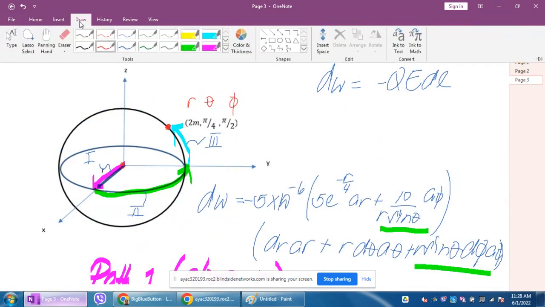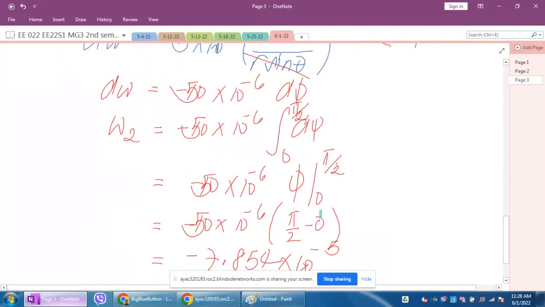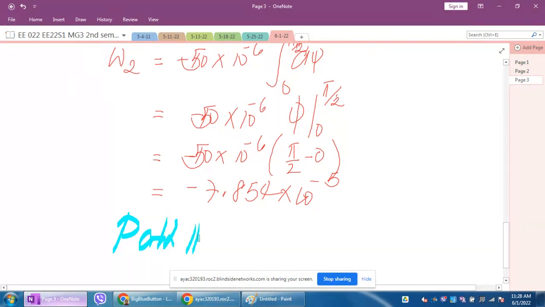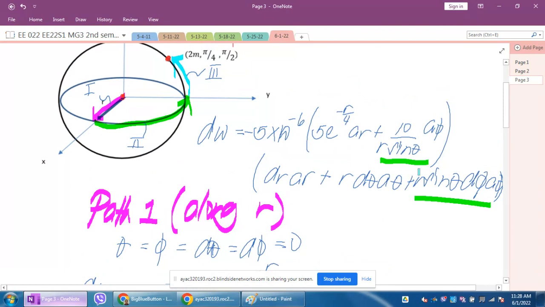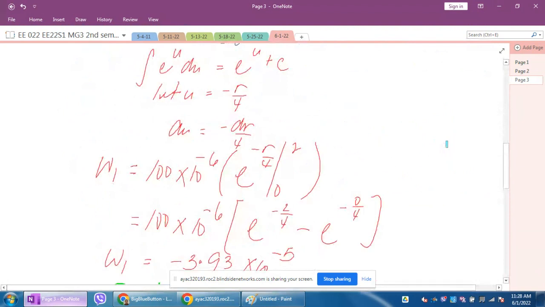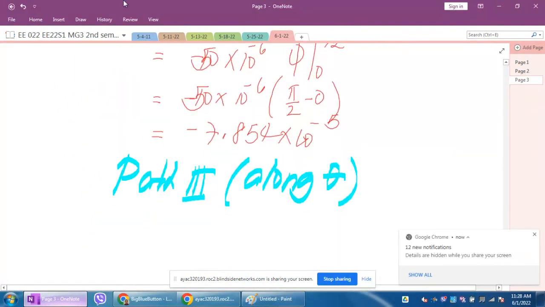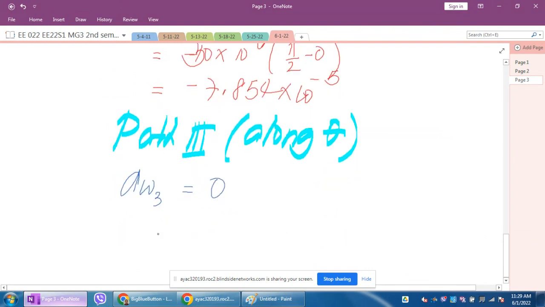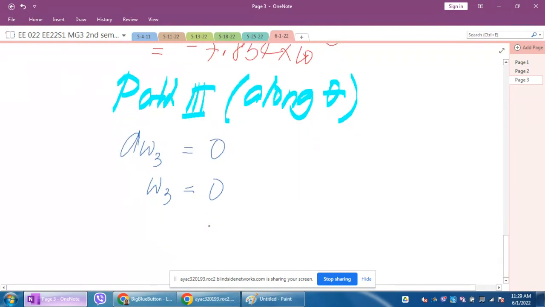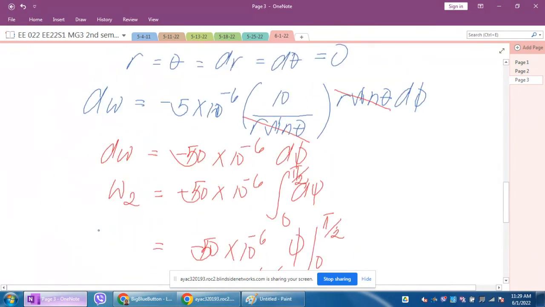So along theta na po. Path number 3 is along theta. Okay, now, analyze niyo po yung given. Meron po ba tayong A theta sa electric field? Sa electric field po, function lang siya ng AR at saka AP. Walang A theta. So ano po ang ibig sabihin nun? Yung work done along theta ay zero. Dahil wala po tayong function, d work 3, zero po yung work natin dyan. Work 3 is zero. So therefore, yung work total natin is yung combination lang po nung dalawa.